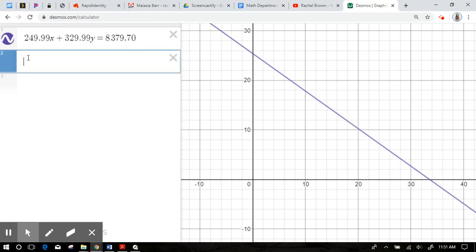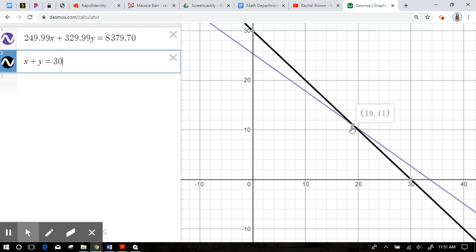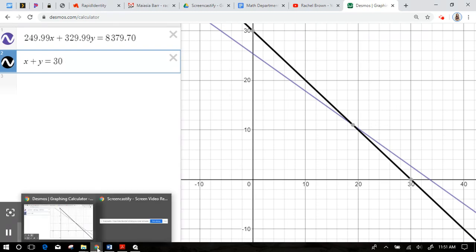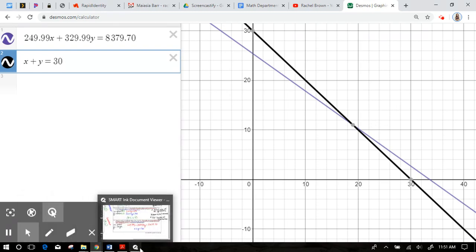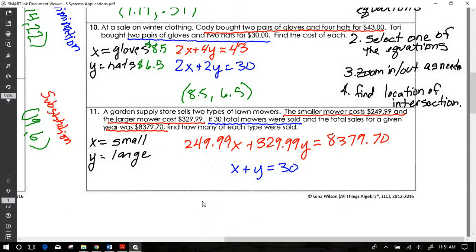All right. Now let's type in the second equation. x plus y equals 30. And I can see right there where they intersect. There were 19 small lawnmowers sold because that was x, and 11 large ones sold. So that was the y variable. So let's go back to our notes and make sure that we put that on here. So 19, 11. This was 19 small and 11 large. Great job.